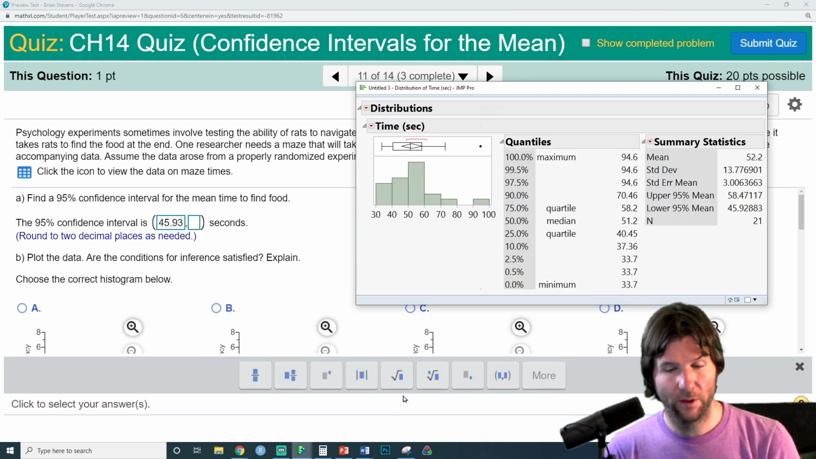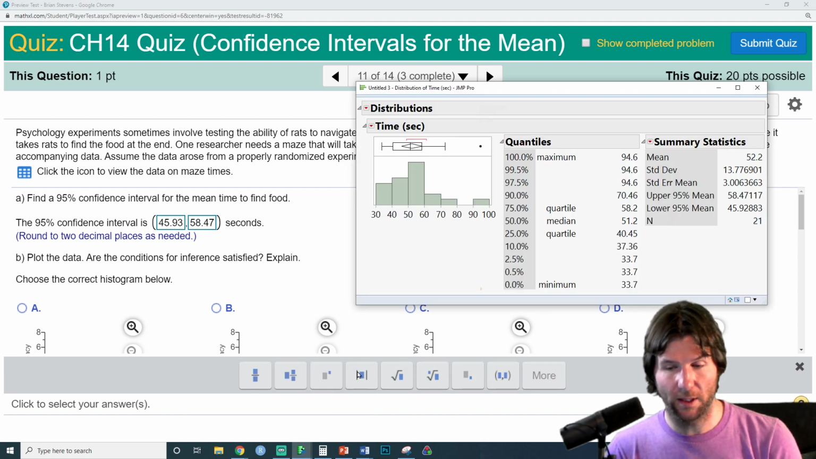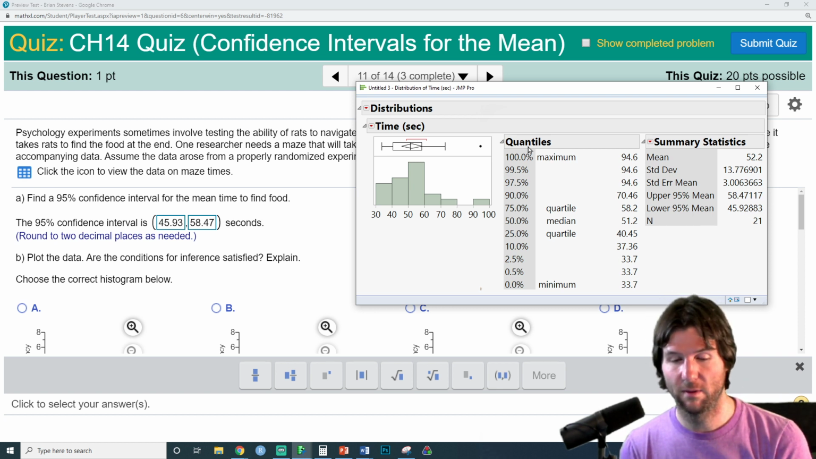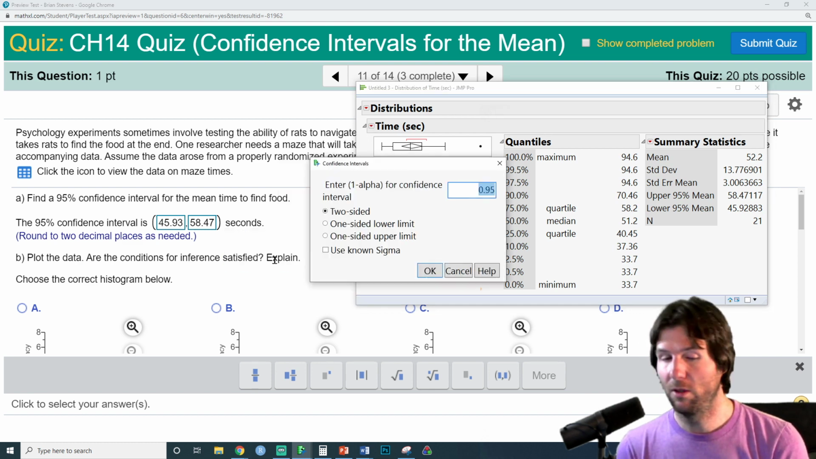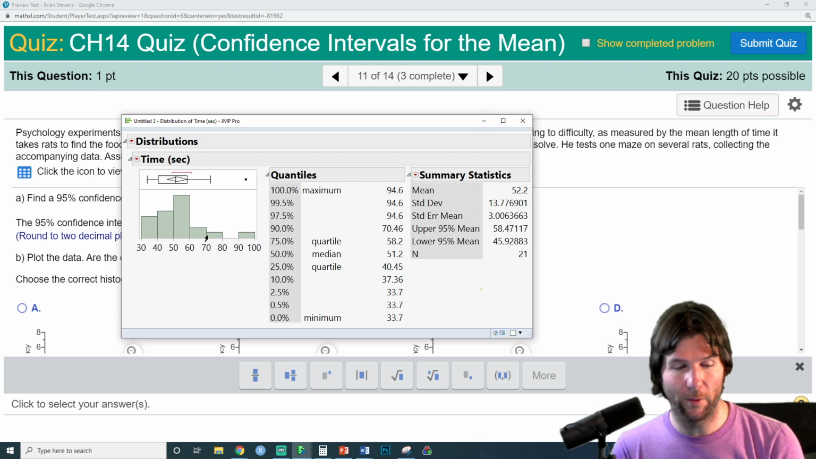45.93 to 58.47. All I'm doing is taking these 95% confidence interval numbers from right here. So these are the 95% confidence intervals right here. If it were to give you another one like 99, you can go to confidence and change it. You'll just put in something like 0.99, and that'll give you the other confidence interval, whatever you want. There's the lower for the mean, there's the upper for the mean. So these are the confidence interval for the mean, 99%, because that's 1 minus alpha. Just like this right here is a 95% confidence interval. It didn't ask for that, so we won't do it.